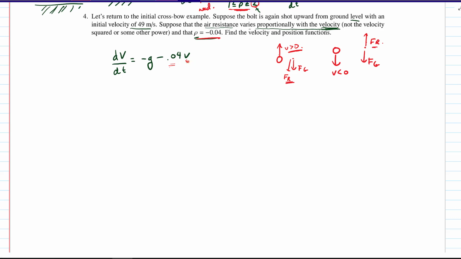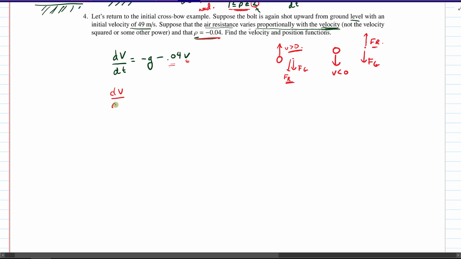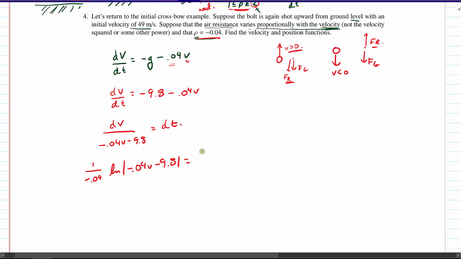Okay, so finally we're ready to solve this differential equation. So let's see here. We've got that dv dt is equal to negative 9.8 minus 0.04 v. And in this case, we have a separable differential equation. We would have that dv over negative 0.04 v minus 9.8 is equal to differential t. Integrating both sides, I get 1 over negative 0.04 natural log absolute value of negative 0.04 v minus 9.8 is equal to, we are integrating the right-hand side as well, so we get t plus c.